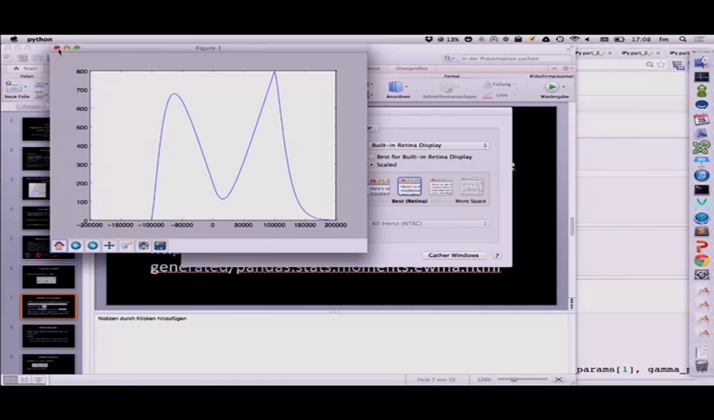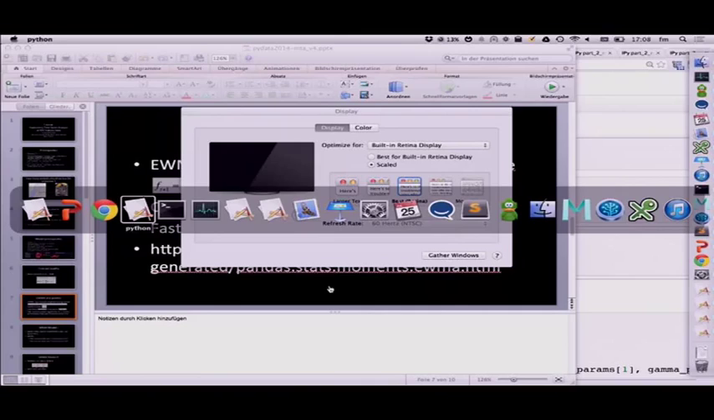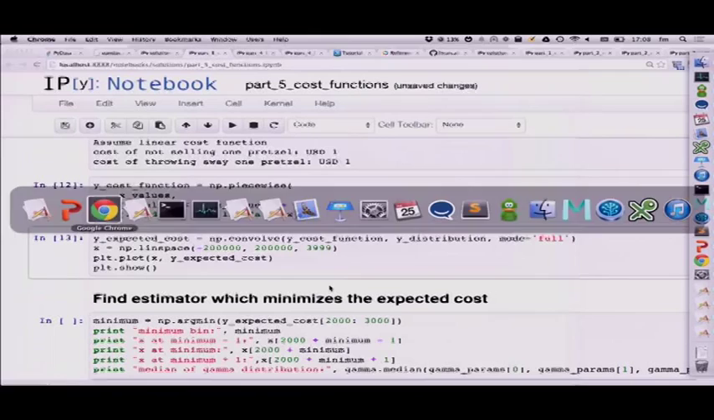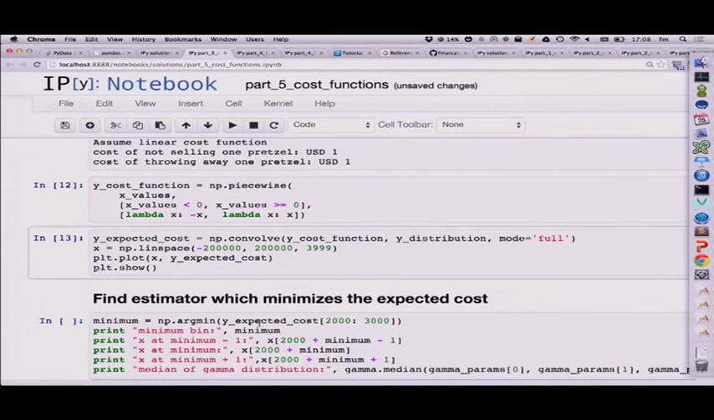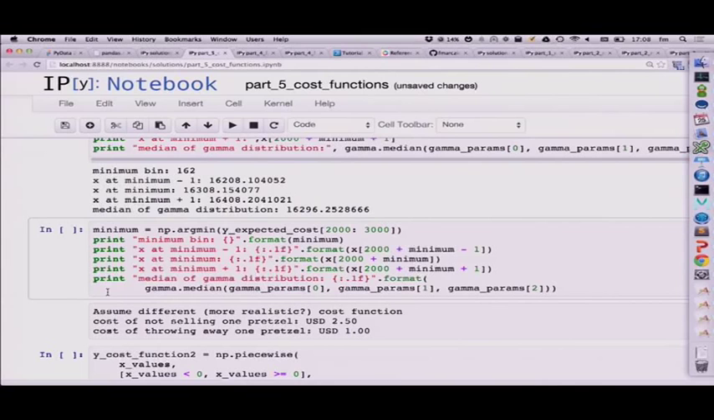So this sits here. Okay, so find the minimum. The minimum is at 16,308, and the median of the gamma distribution is the same, apart from the binning of our convolution. So that works, and it proves our calculation is correct.